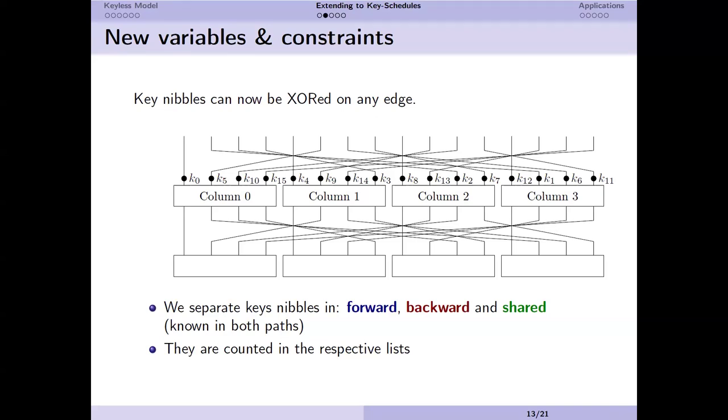So the forward key nibbles are the ones that are going to be counted in the forward list. So in the forward list now, you don't only have values for the internal state path, but also for the key nibbles that we put in there. And the backward key nibbles are going to be counted in the backward list. And the shared ones are always known, either in the backward and forward. So depending on the case, you just fix them or you have to loop on the possible values for them. That's the key nibble variables.